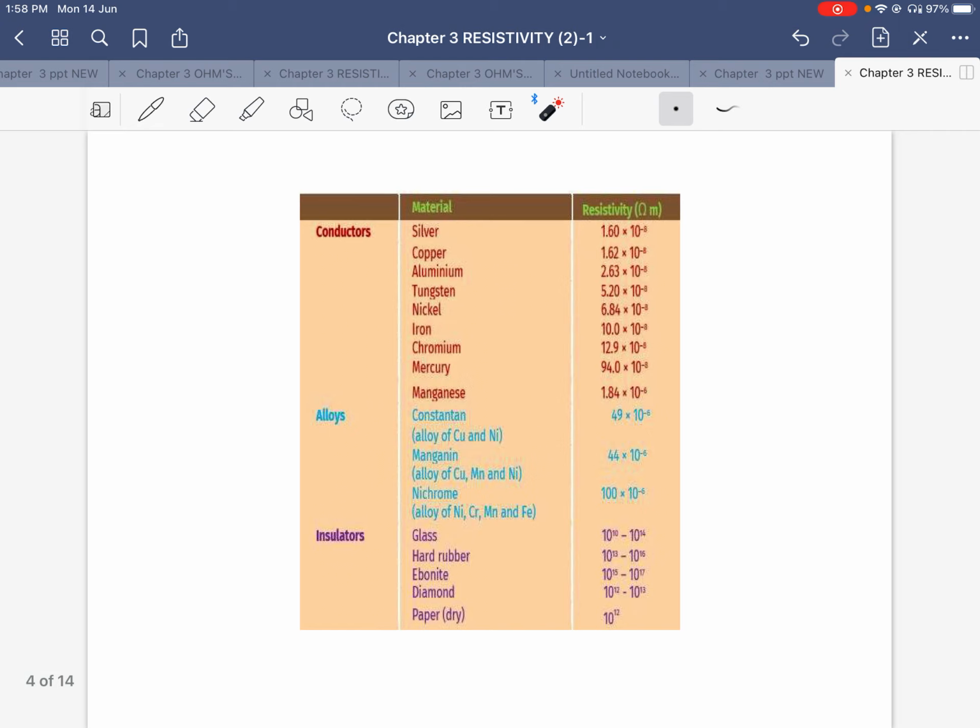This table shows the value of resistivity of different materials like conductors. These are all conductors whose resistivity is of the order of 10⁻⁸. Then semiconductors, that is, resistivity is shown in the table. Insulators have high resistivity as compared to conductors and semiconductors.